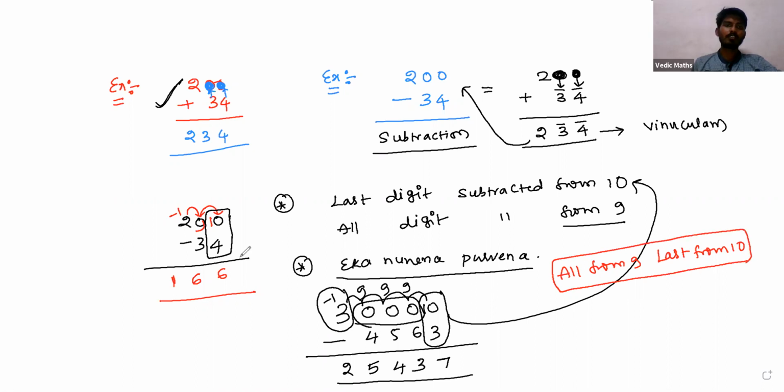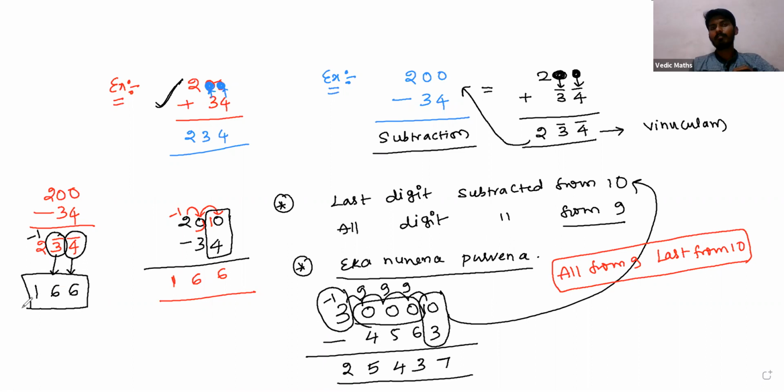Now we have to observe another point here. So 200 minus 34 is nothing but 2, 3 bar, 4 bar. Yes or no? Now based on this sutra, the last digit from 10, you are getting here 6, and the digit from the 9, you are getting again 6. We are subtracting minus 1 from the last digit, then you are getting 166. So this is the rule for solving this subtraction problem.